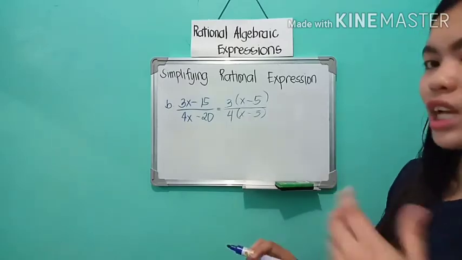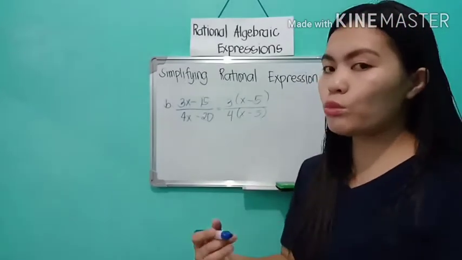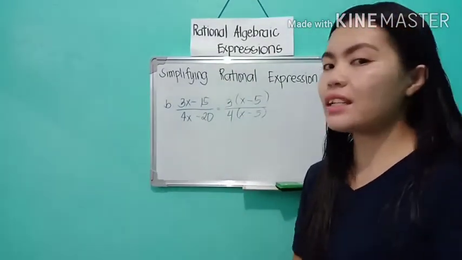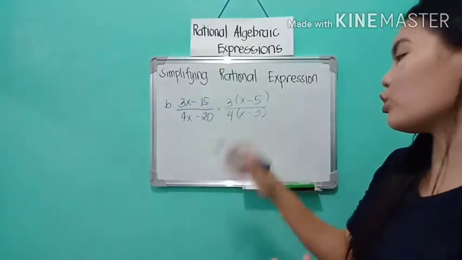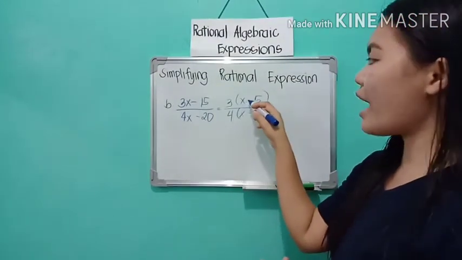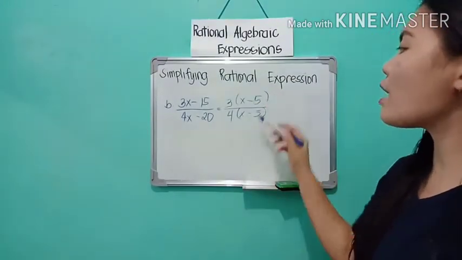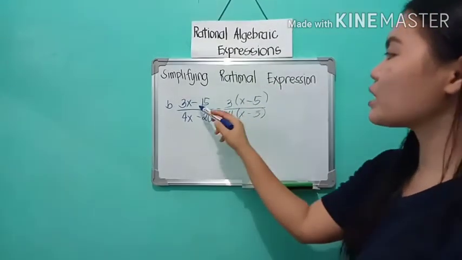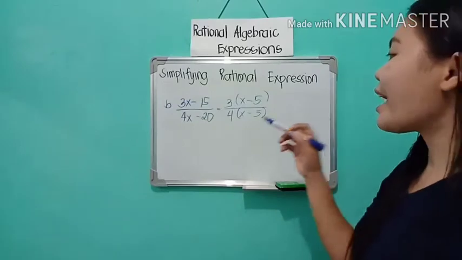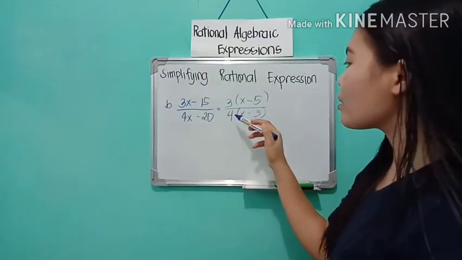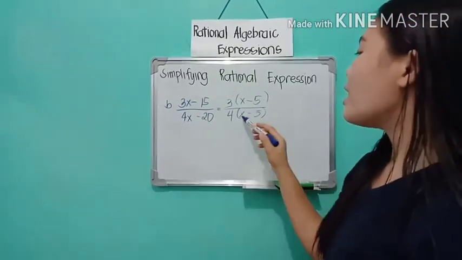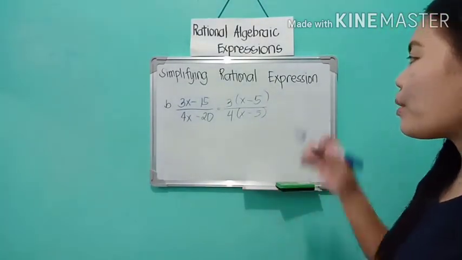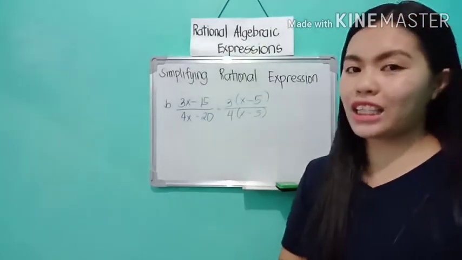Alright, so to check if your factor is correct, as I said before, you are going to multiply it to know if your factor is right. So for example, we have 3 times x minus 5. We have here 3 times x equals 3x. 3 times negative 5 equals negative 15. That's correct. Next, we have here 4 times x, so we have 4x. And then 4 times negative 5, we have negative 20. So the factor of our expression is correct.